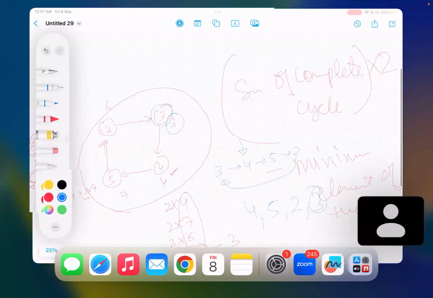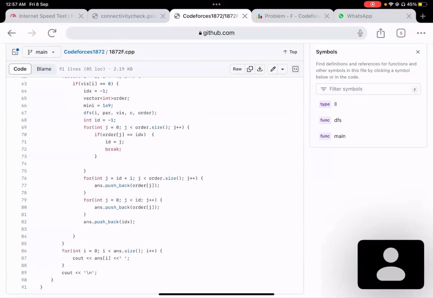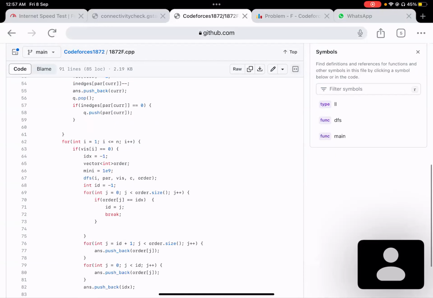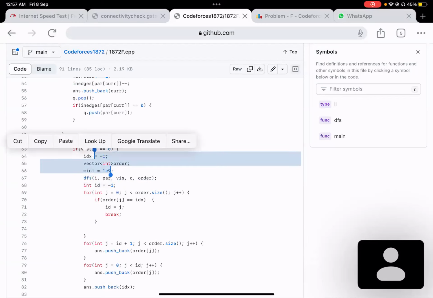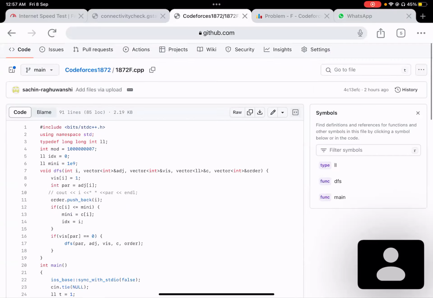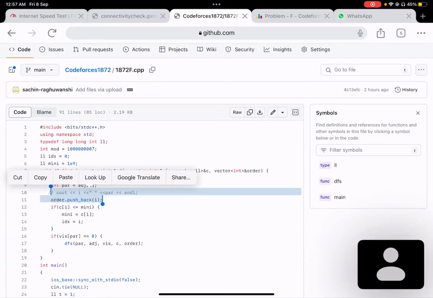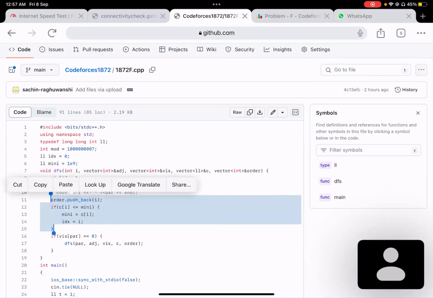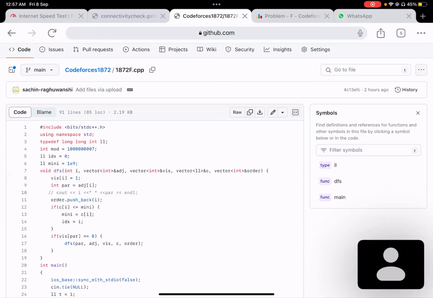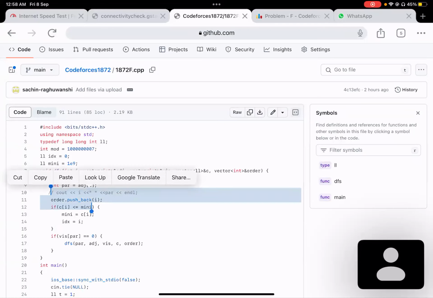So first what I'm doing is I'm just finding the order of the cycle by using DFS, right? Using DFS, I have taken an empty vector order, and I'm just storing the elements in that order, right? I'm just pushing those elements, and simultaneously I'm finding the minimum element also, right? I've taken a mini, and if the C[i] is less than or equal to mini, I'm just updating it, right? I'm just finding the element which is minimum, and simultaneously I'm storing the elements of the cycle in order.